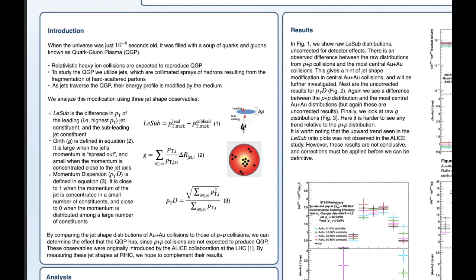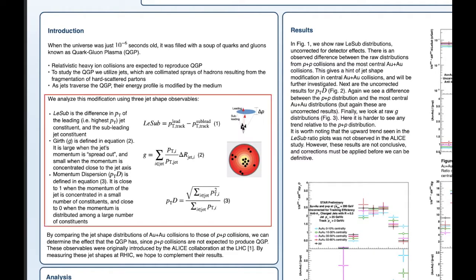So how do we quantify this modification? Well, we look at so-called jet-shaped observables. These observables each measure a different aspect of the energy distribution of a jet. To get a better picture of what I mean, let's look at the specifics of the three jet-shaped observables that we used in this study.